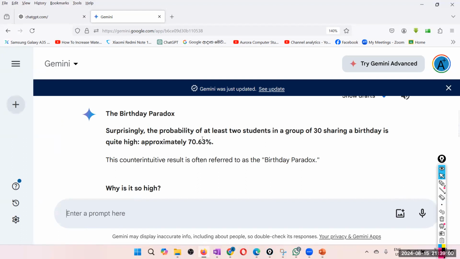Right? Surprisingly, the probability that at least 2 students in a group of 30 share a birthday is approximately 70%.